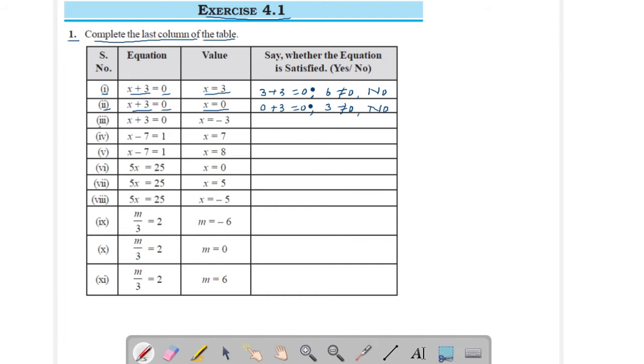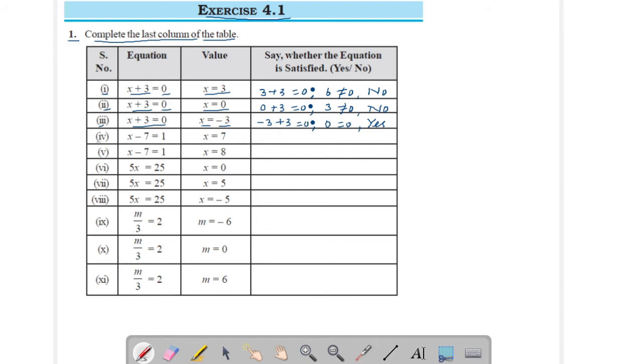Now come to third part. x + 3 = 0. Here x = minus 3. Here put x = minus 3. What will you get? Minus 3 + 3 = 0. And minus 3 + 3 will be 0. 0 is equivalent to 0. Here the left hand side is equivalent to the right hand side. Your answer is yes. This value of x satisfies the equation.